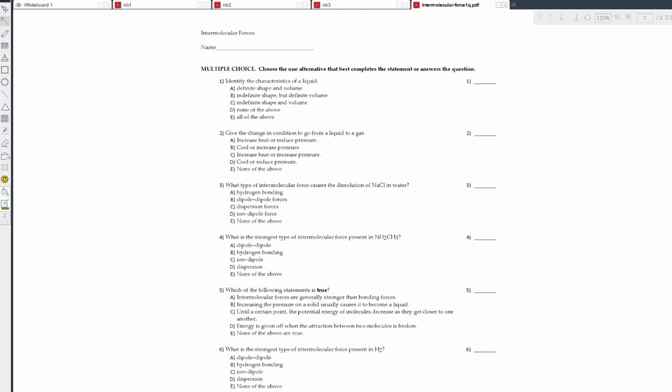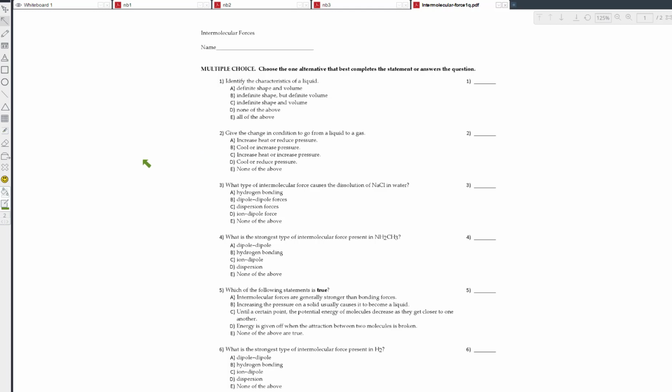Alright, so for number 1, it's saying identify the characteristics of a liquid. It would definitely be indefinite shape because it's variable, but the definite volume. That's right, the volume would be the same.